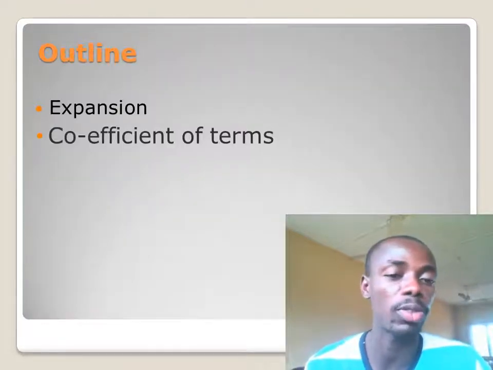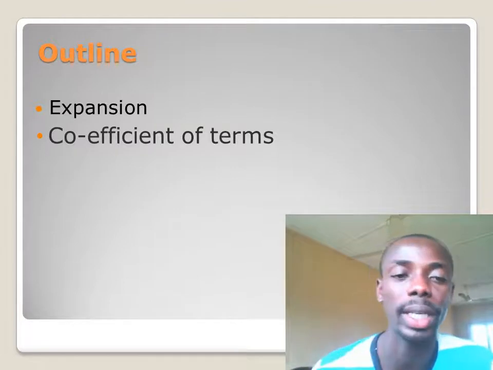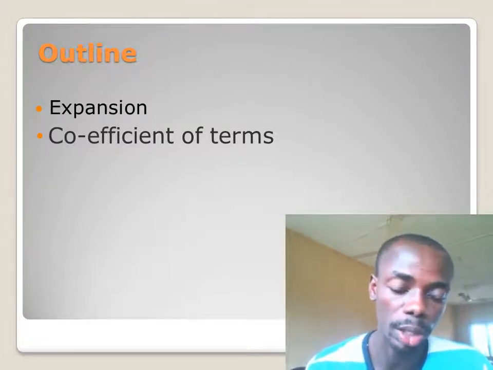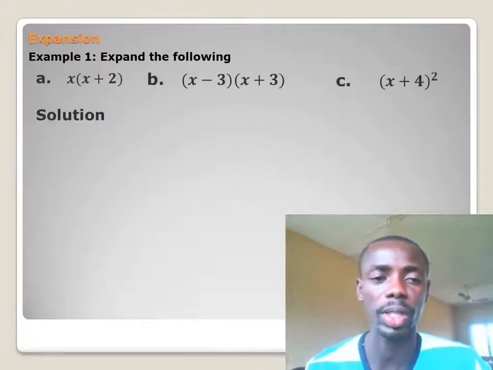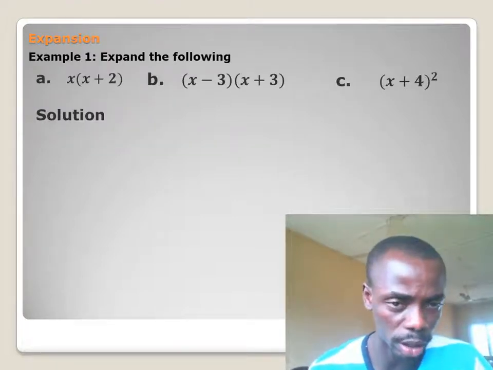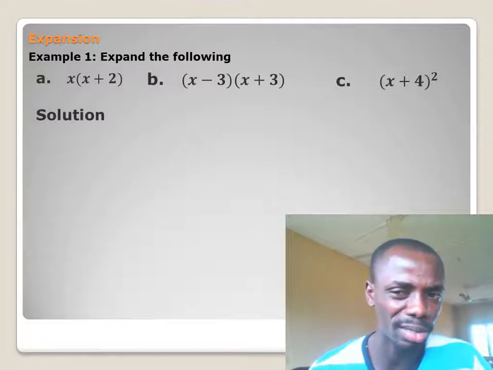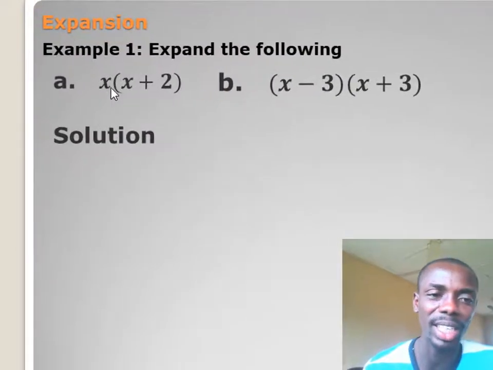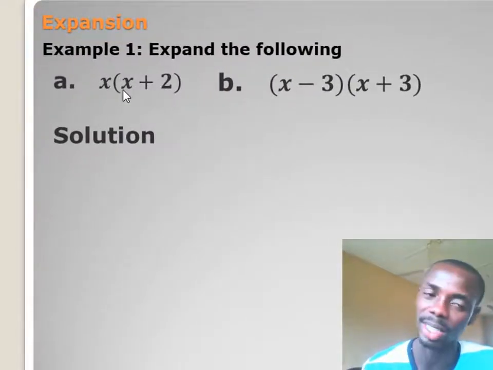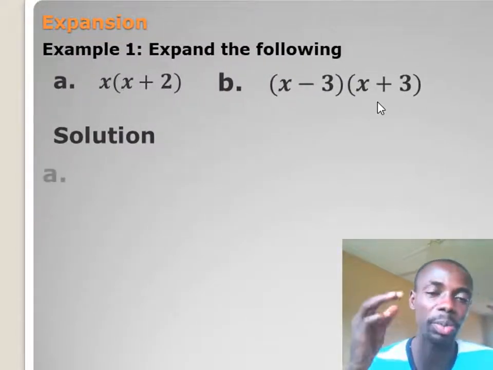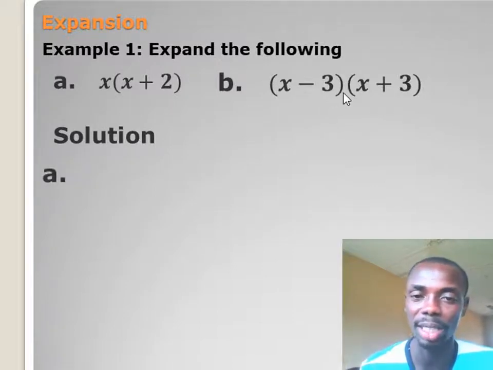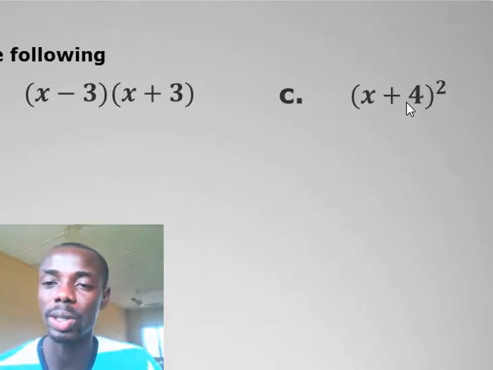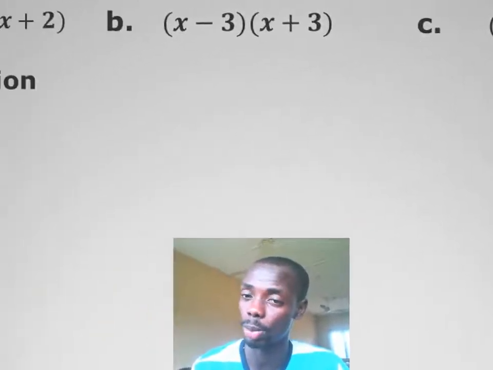Okay, now today as we move on, like I said, we're going to be looking at expansion of factors and coefficient of terms in quadratic equation. So without wasting much of our time, let's expand these following examples. How do we expand? We expand by simplifying or removal of brackets. So looking at example A, I want to expand this, the same thing as simplifying the brackets. Example B as well, I want to expand this or remove the bracket. And example C, that is x plus 4 all squared. So how do we go about that?